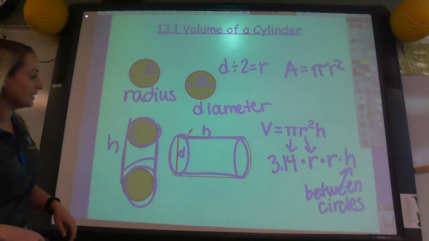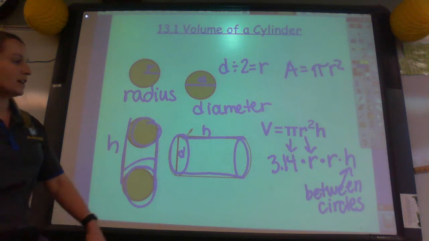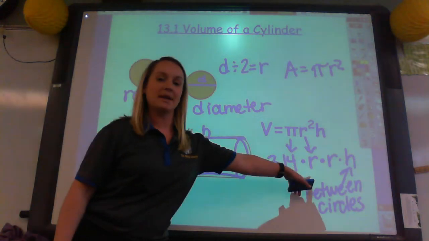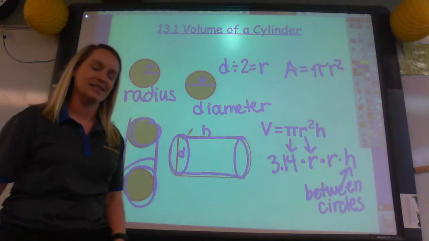I dropped my calculator. All right, so I think that's the gist of the formula. You do have to use radius, so if you're given diameter, cut it in half before you put it into the formula.